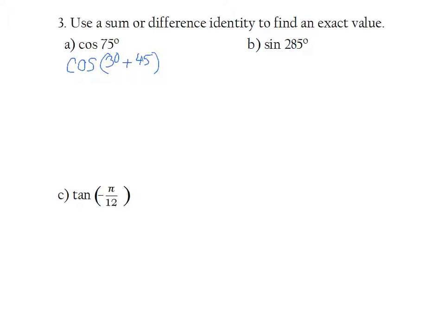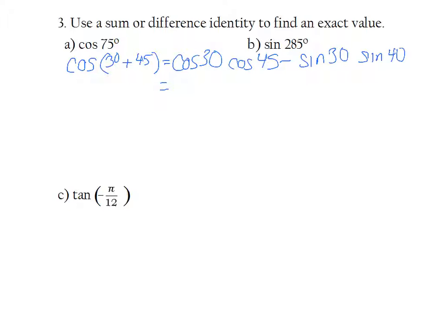I didn't leave myself enough space on this. I'm just going to keep going. Equals. Now, the identity says you go cosine of 30, cosine of 45. Keep the same sign. Oh, wait. Nope. Cosine is the opposite sign, so it's going to be a minus sine of 30, sine of 45. And that big old long mess is what we're going to simplify.